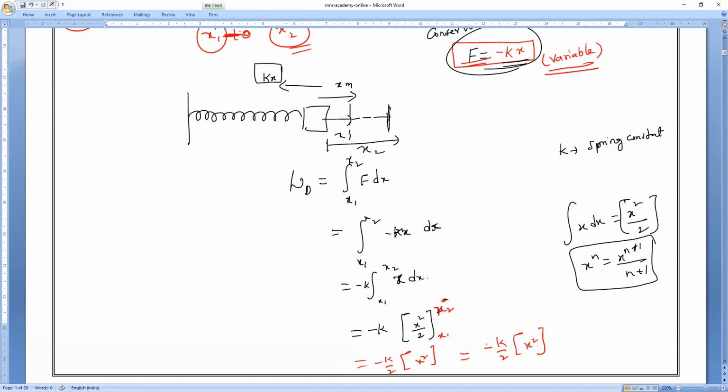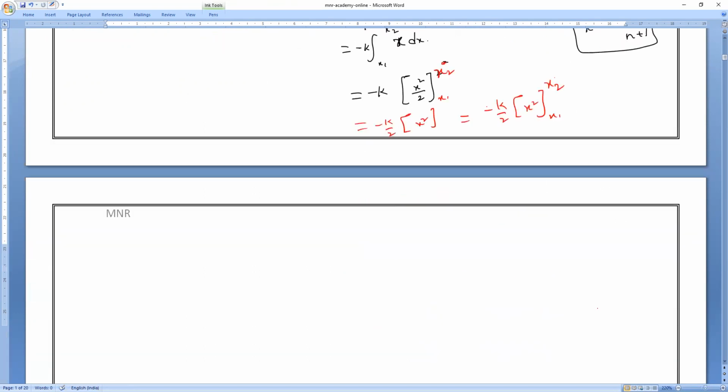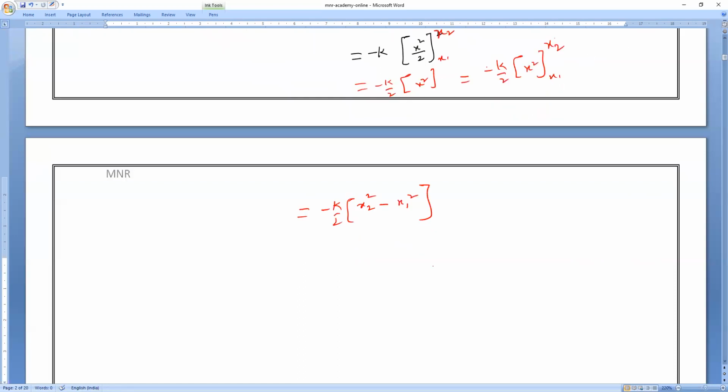So that is equals to x square evaluated from x1 to x2. Now we can replace it. So what is happening, everybody? It will turn into minus k by 2 into x square, which means I can write it as x2 square minus x1 square. Am I right or wrong? Yes, that's it.